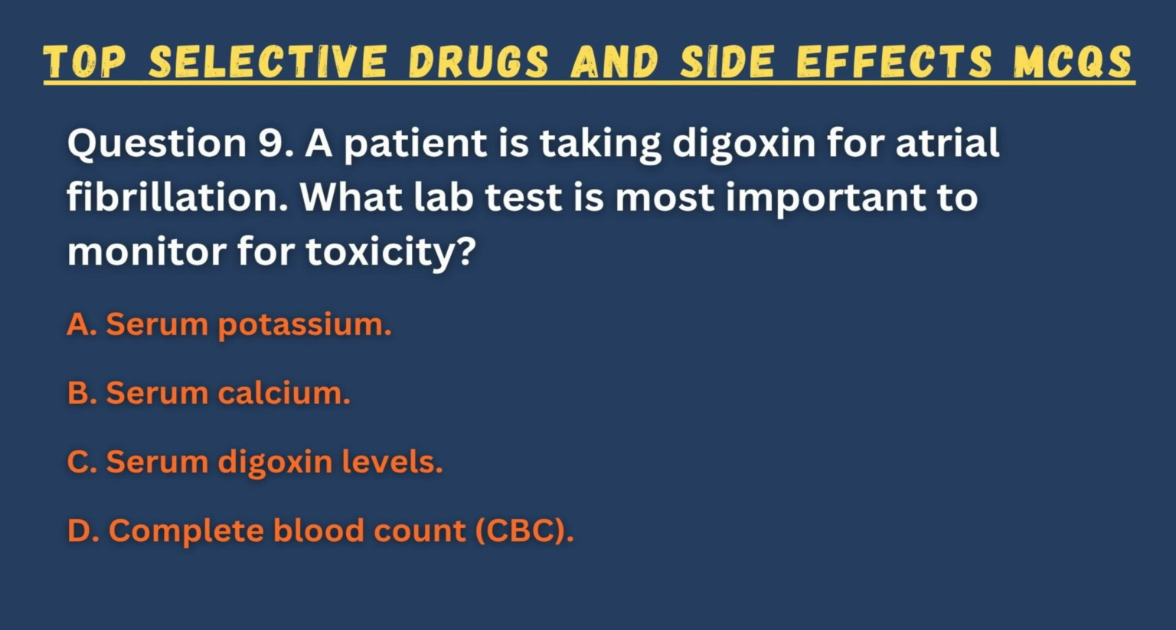Question 9. A patient is taking digoxin for atrial fibrillation. What lab test is most important to monitor for toxicity? A. Serum potassium. B. Serum calcium. C. Serum digoxin levels. D. Complete blood count, CBC.